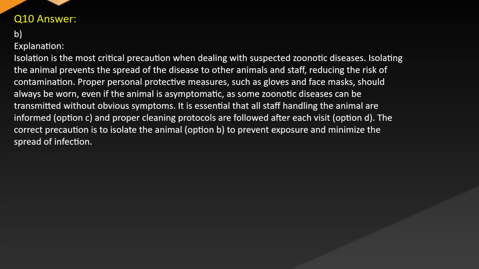Answer: B. Explanation: Isolation is the most critical precaution when dealing with suspected zoonotic diseases. Isolating the animal prevents the spread of the disease to other animals and staff, reducing the risk of contamination. Proper personal protective measures, such as gloves and face masks, should always be worn, even if the animal is asymptomatic, as some zoonotic diseases can be transmitted without obvious symptoms.